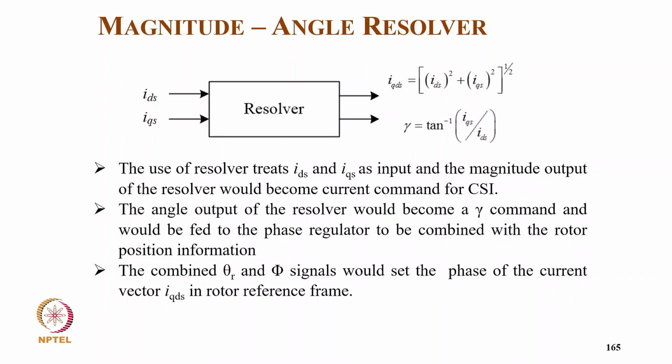The angle output of the resolver will become the gamma command, and will be fed to the phase regulator to be combined with the rotor position function, and the combined theta R and gamma signals will set the phase of the current vector IQDS in the rotor reference plane.